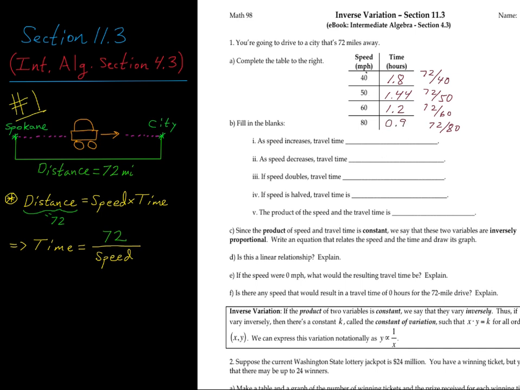So we can see as our speed increases, it's not going to take us as long to get there. Our time is going down. And that brings us to the next part, B, fill in the blanks. As speed increases, travel time, as we just said, decreases. As speed decreases, so if I choose a slower speed, that's going to take us longer. So here, travel time would increase.